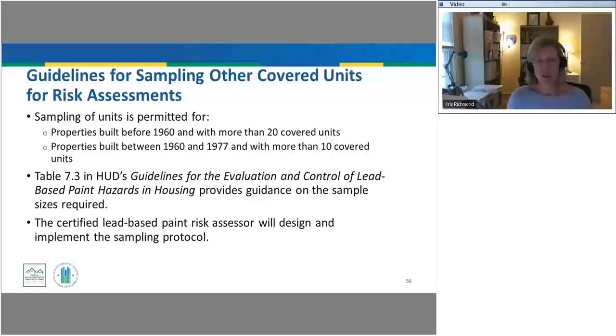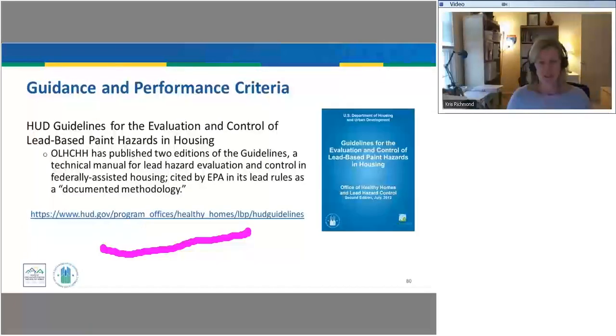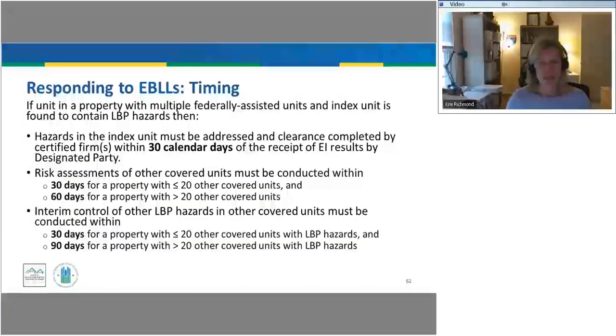There is a chart, 7.3 in the HUD guidelines, and that is what you can follow for the sampling. The risk assessor, the one who's actually doing the risk assessment, will be helping you identify that sample and how to do that sample. So remember the HUD guidelines. There's the link there for the HUD guidelines. Again, that's table 7-3. So you would go to chapter 7 and find table 7-3, and that talks you through the sampling. And then on slide 62 is the timing.